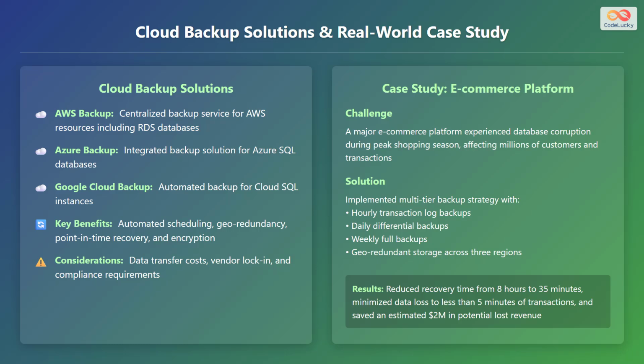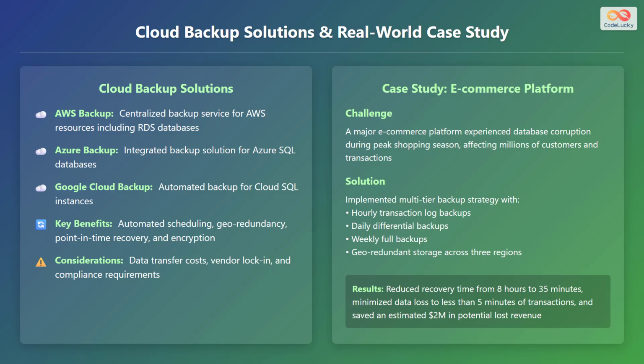Here is a use case. A major e-commerce platform experienced database corruption during peak shopping season, affecting millions of customers and transactions. The platform implemented multi-tier backup strategy with hourly transaction log backups, daily differential backups, and weekly full backups. Geo-redundant storage across 3 regions were also implemented.